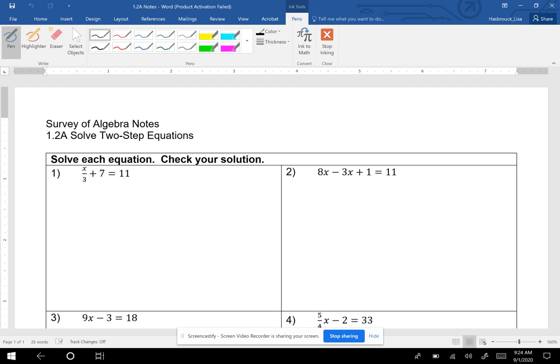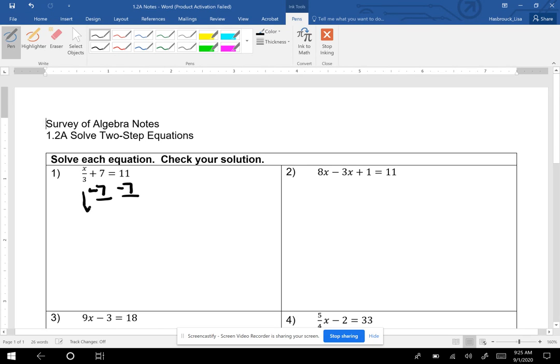For the first problem we have x divided by 3 minus 7 equals 11. Whenever you have two-step equations, you always want to move the addition or subtraction first before doing any multiplication or division. So here, we want to move this plus 7 first. To move it, we do the opposite. So I subtract 7. If I subtract it from the left, I also have to subtract it from the right.